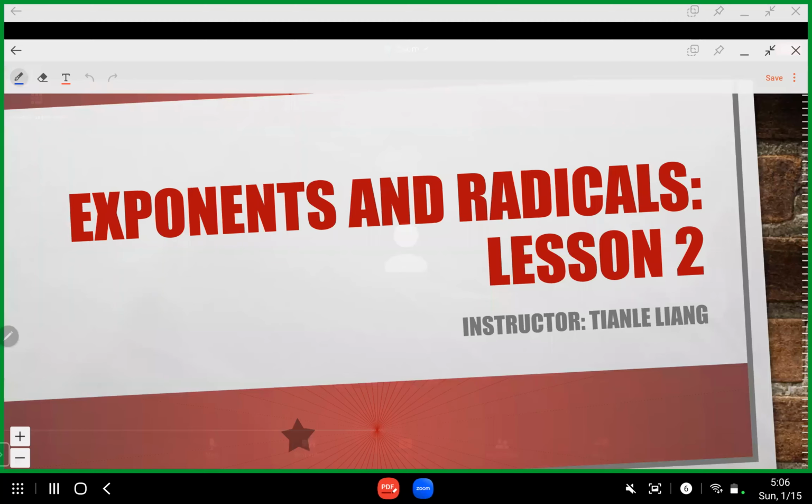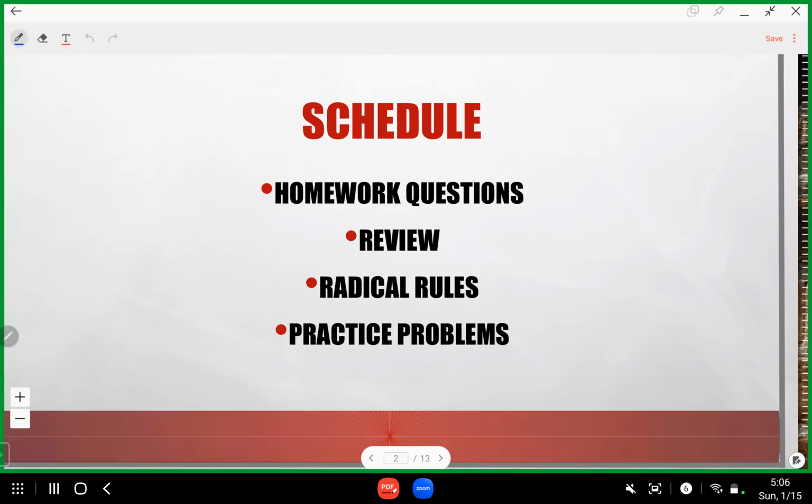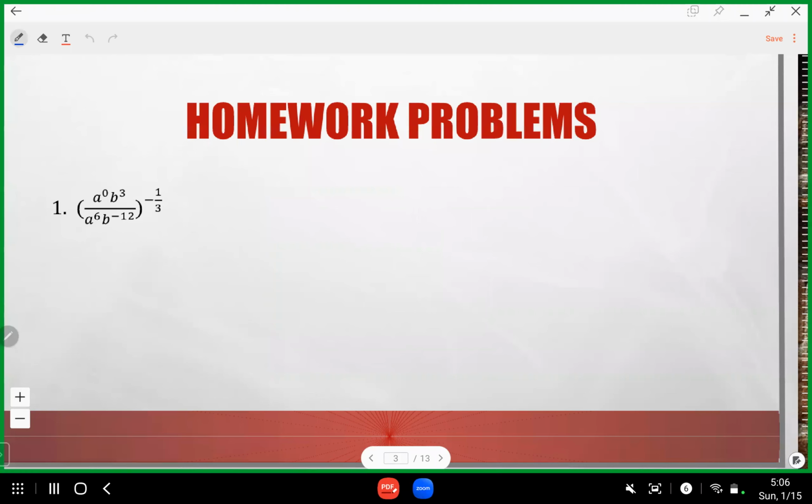So first we're going to, of course, go over the homework questions, review what we learned before, and go over radical rules. So I'm just going to give you guys a couple of moments to do this homework problem, and I'll explain it afterwards, okay? So just quickly post your answers for the homework. If you don't know, just wait patiently, I'll explain it.